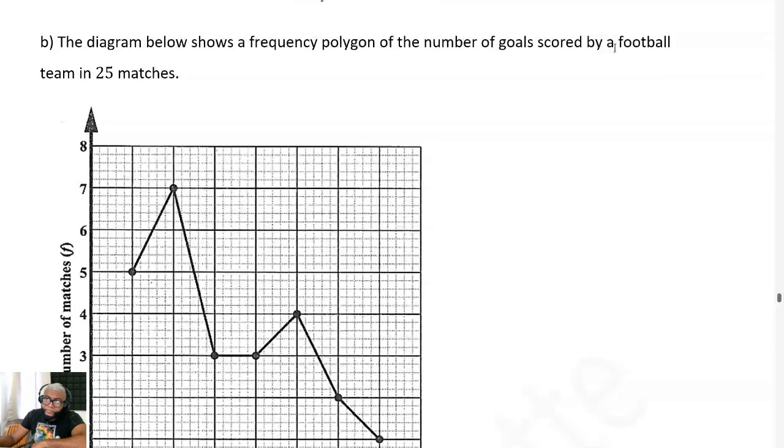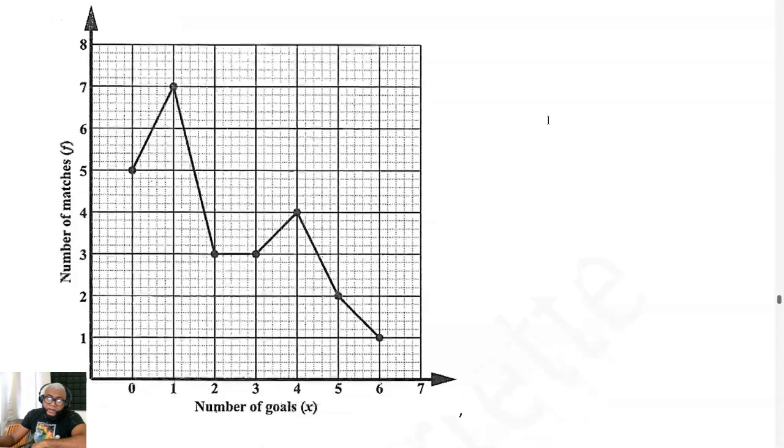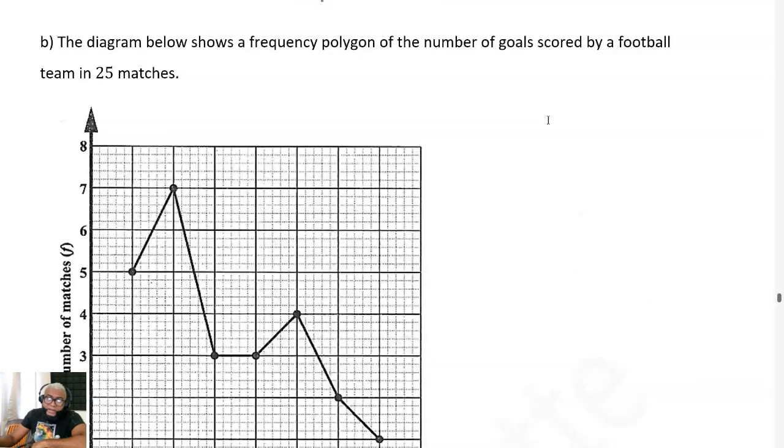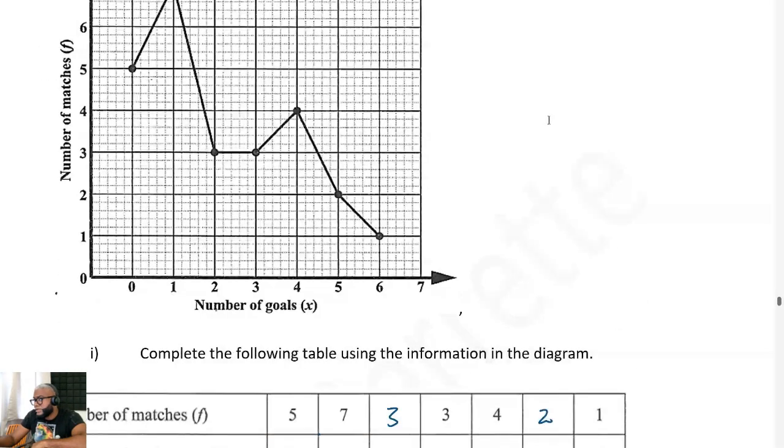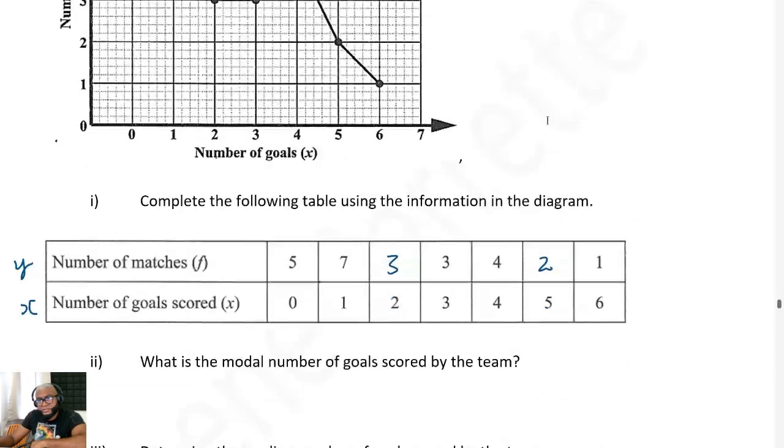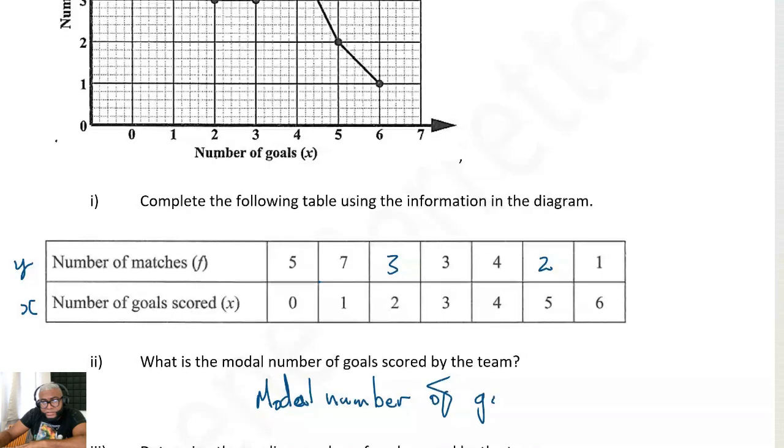1 is the modal number of goals scored, right? They score 1 in 7 matches. Right, guys? They scored 1 in 7 matches. So 1 will be the modal number of goals scored by the team. So your mode, or your modal number of goals, will be equal to 1.